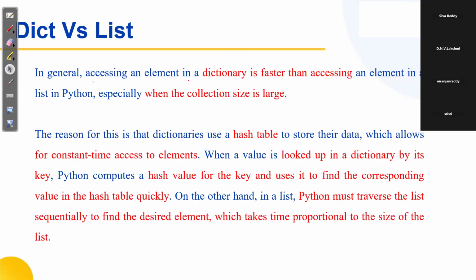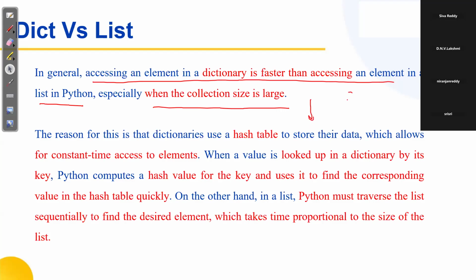Now, in general, accessing elements in the dictionary is faster than accessing the elements in the list object, especially when the collection is large. Okay, for all of you? Whenever we are storing a large amount of data, it is better to store it in dictionaries. Can anyone tell me the reason?